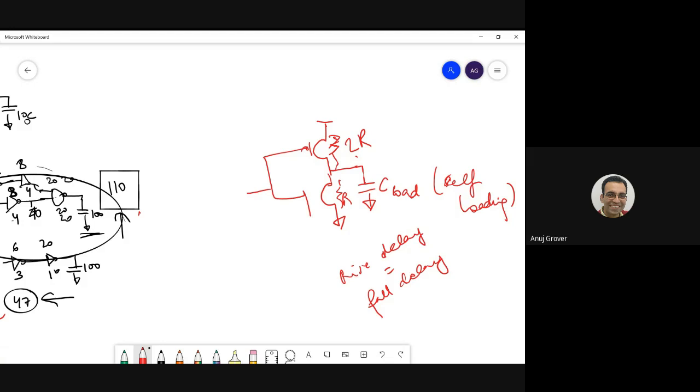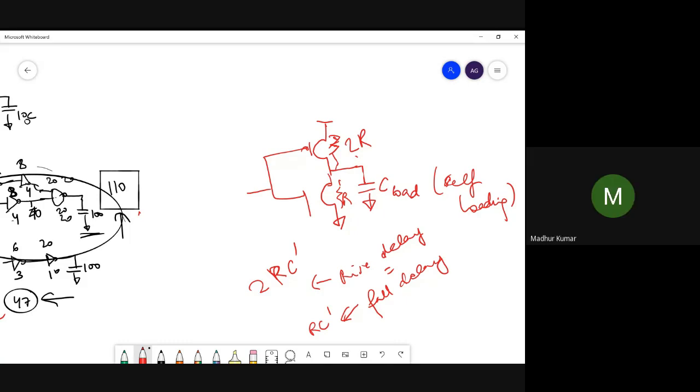So what happens? The rise delay becomes 2R. Now let us say C prime. Instead of C load, this is now C prime. And the fall delay will be RC prime. So C has reduced, but the delays are now different. Rise and fall delays are now very different.